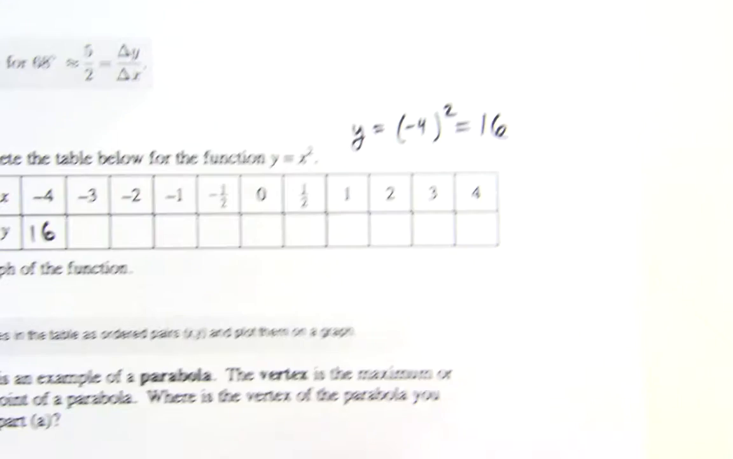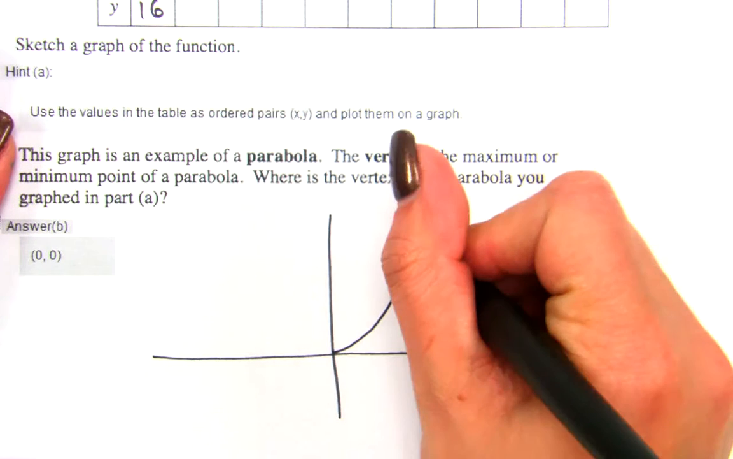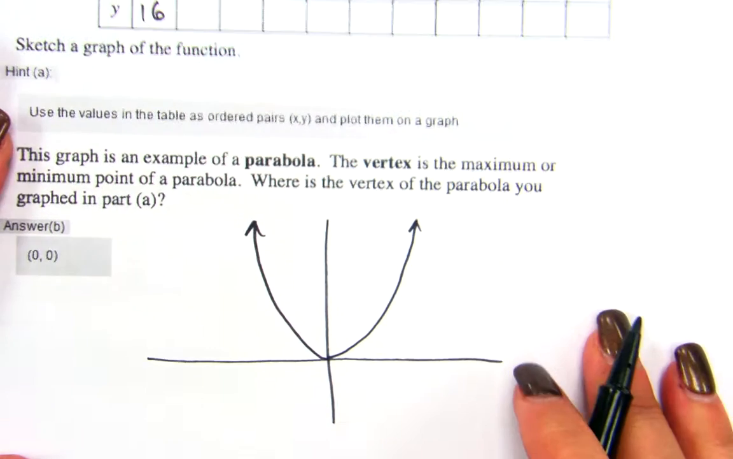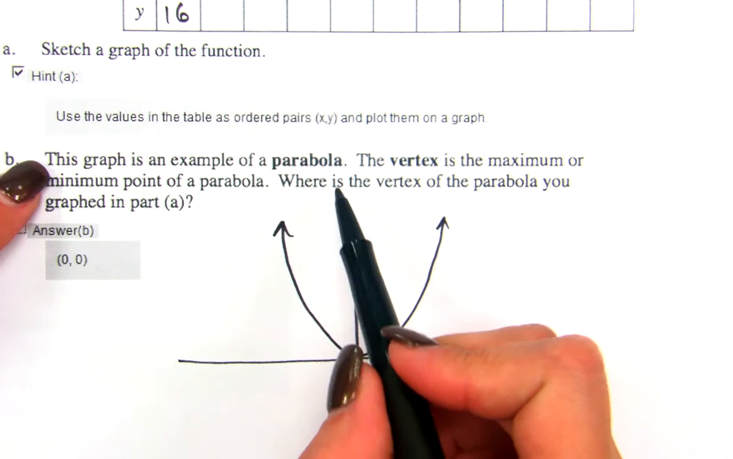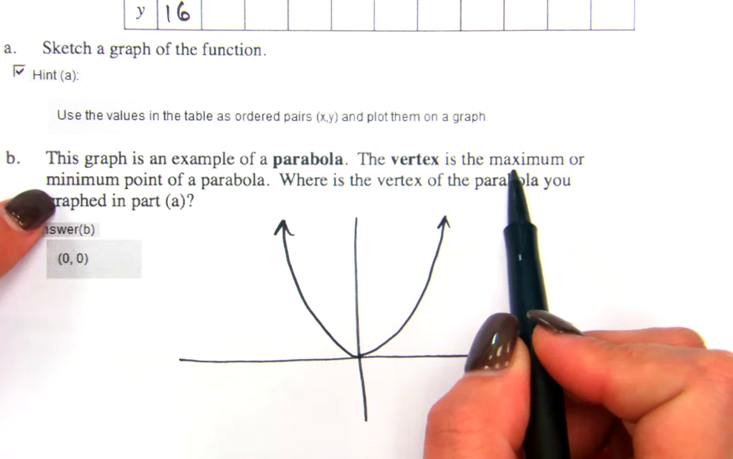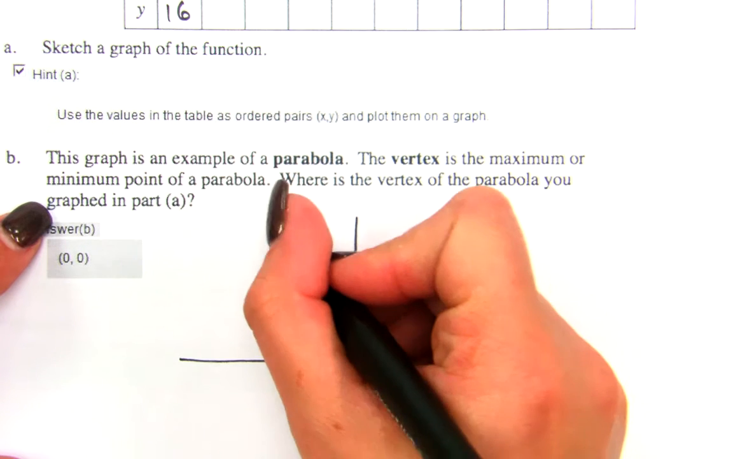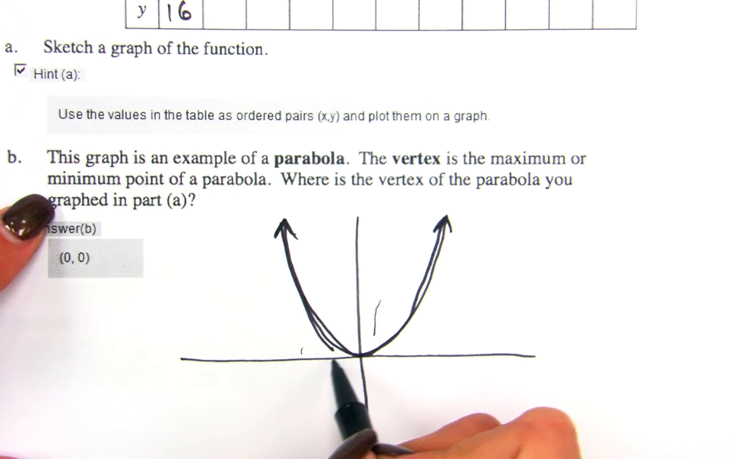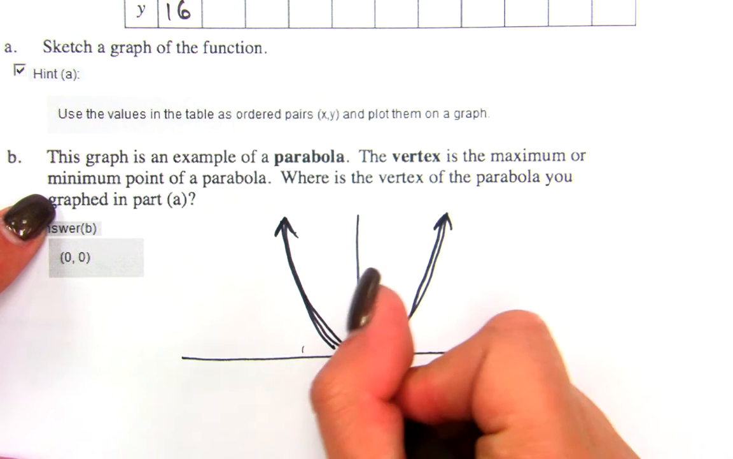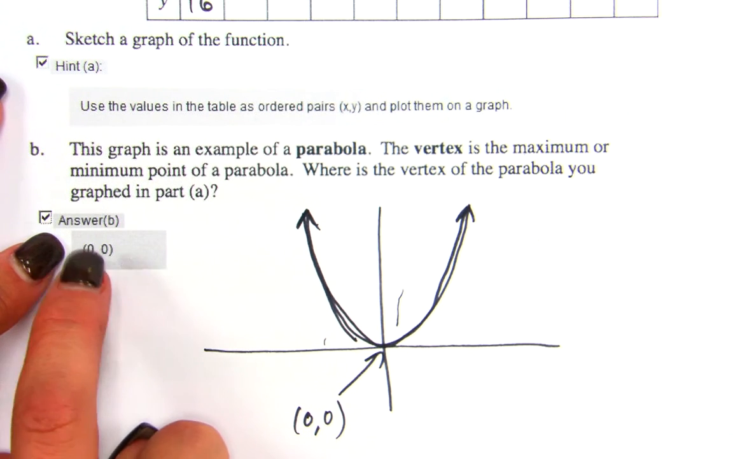And then when you're finished, after you graph correctly using graph paper, you should get something along the lines of that. Okay, it's not perfect, but it should match around there. And then it says, this is an example of a parabola. The vertex is the maximum or minimum point of the parabola you graphed in part A. So since this parabola is going up, it doesn't have a maximum point because it really has a bottom point, which is the minimum. And this coordinate right here is (0, 0).